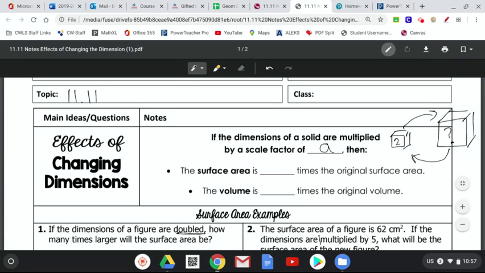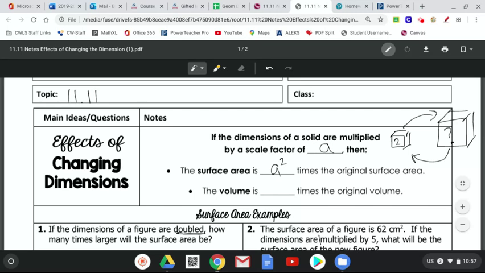So surface area is always in square units. So that surface area is going to be a squared times the original surface area. So a squared times larger, or a squared times less than, but whatever it may be, it's going to be a squared. Okay, so it's going to be that scale factor squared.